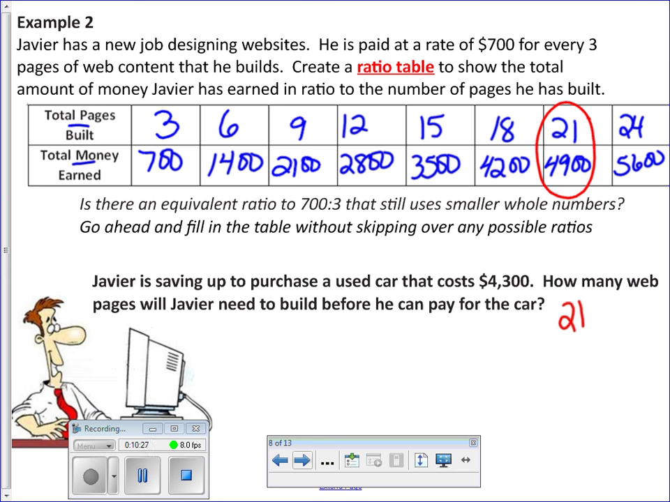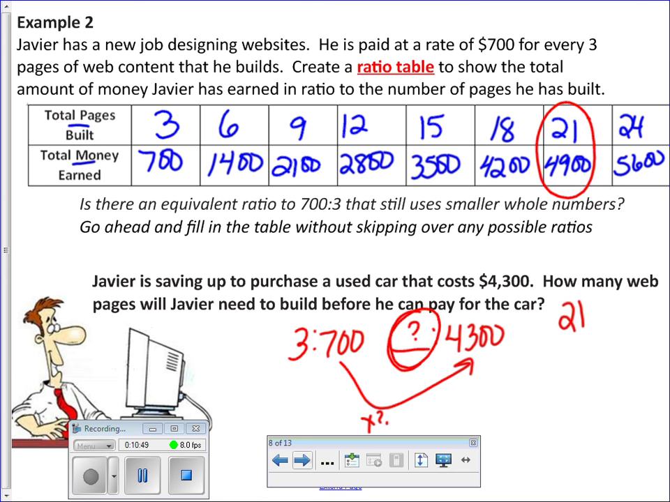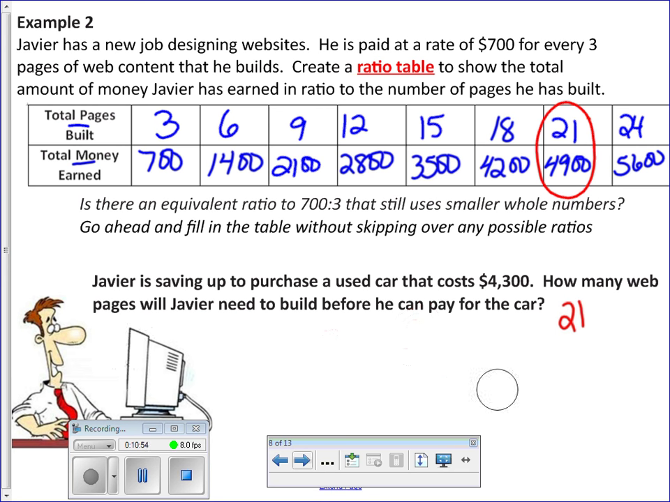Now, if we started like this, because he needs $4,300, the double V wouldn't work. I don't know what that constant would be, because it's not times 6, it's not times 7, so that double V method wouldn't work to find how many web pages. So that's where making the tables really come in handy if the equivalent ratios don't work out evenly.